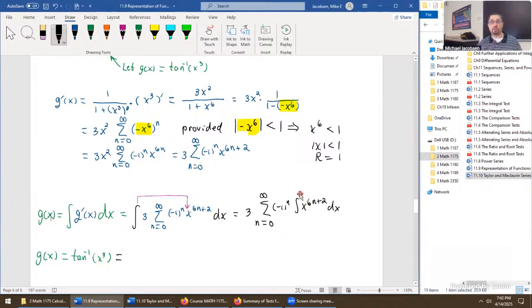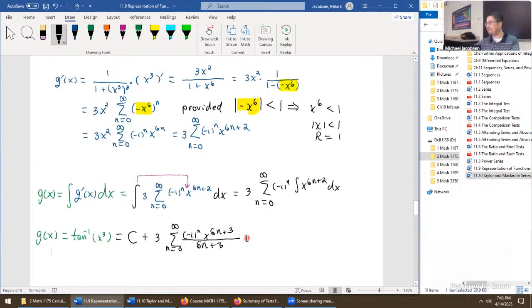when we perform this integration, we'll get a constant. I'm going to put out in front c plus a sum from, well, 3 times the sum from 0 to infinity of negative 1 power of n. Then we integrate. It looks really weird, but same exact ideas. Power goes up by 1. So this is x to the power of 6n plus 3. Then divide by the new power. 6n plus 3 is in the denominator. And this is just 3 multiplying all of that result there.